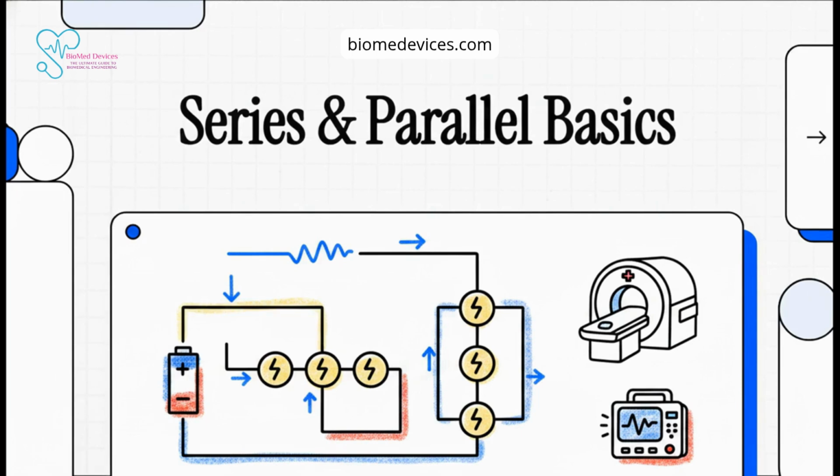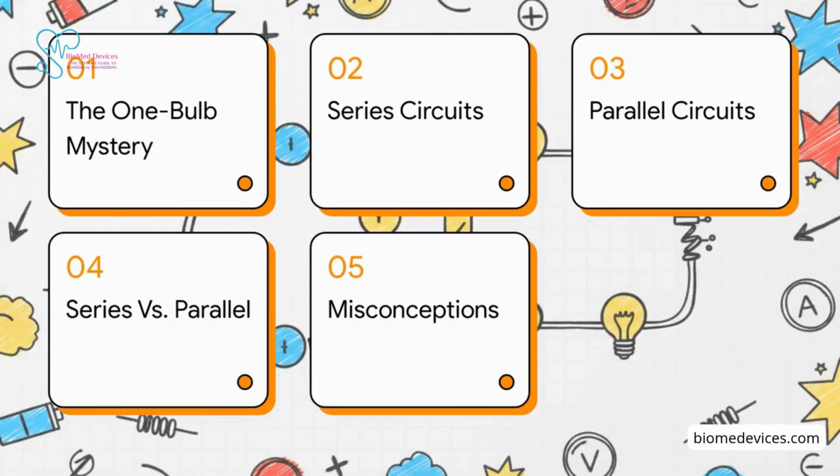In this explainer, we're embarking on a fascinating journey into the very foundation of how electrical circuits are built. Whether you're aiming to design advanced medical imaging devices or life-saving patient monitors, your journey starts right here with the fundamental flow of electricity. Here's the roadmap for today's explainer: the one-bulb mystery, understanding series circuits, understanding parallel circuits, series versus parallel, and finally, busting circuit misconceptions.